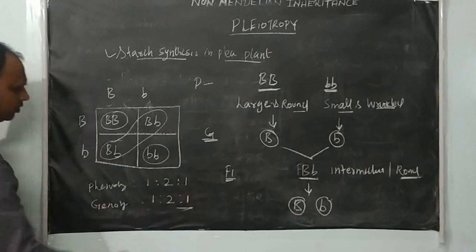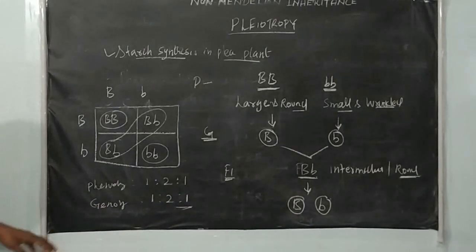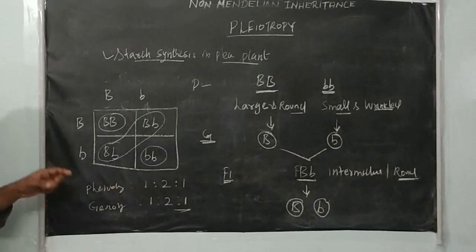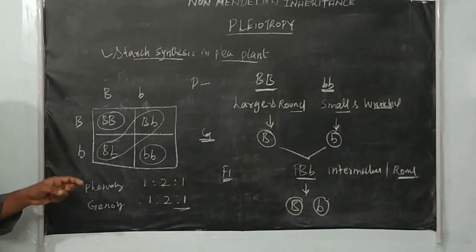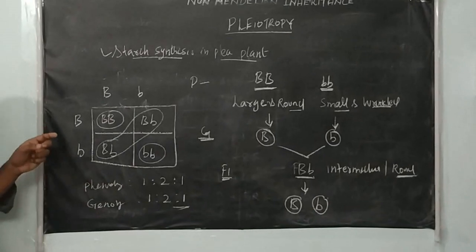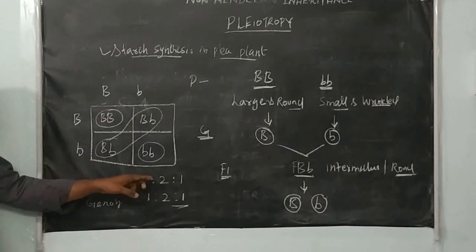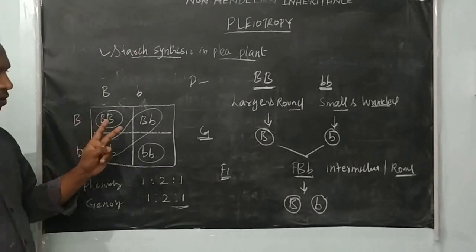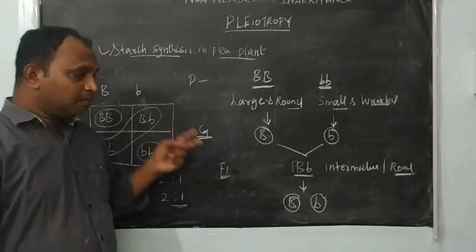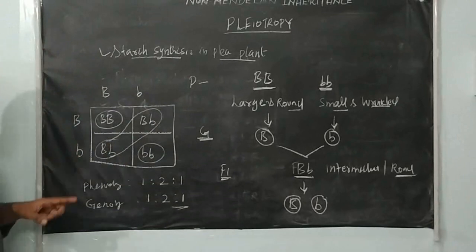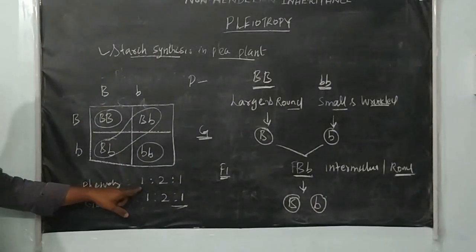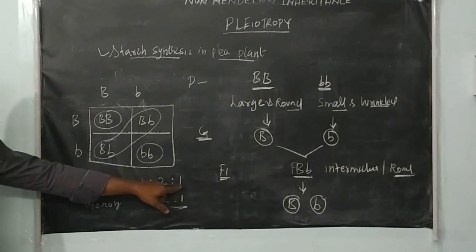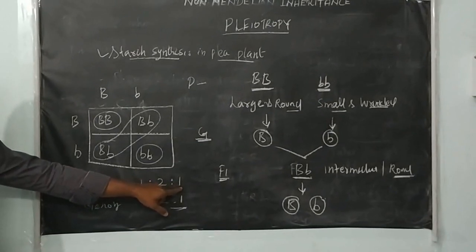1:2:1, right? So this phenotypic ratio is deviated from Mendel, because as per Mendel's law of dominance and segregation, as per monohybrid cross, you have to get only two types of phenotypes, either a dominant phenotype or a recessive phenotype. But here we are getting an additional phenotype. Here one is dominant, large and round, and this one is a recessive phenotype, small and wrinkled.